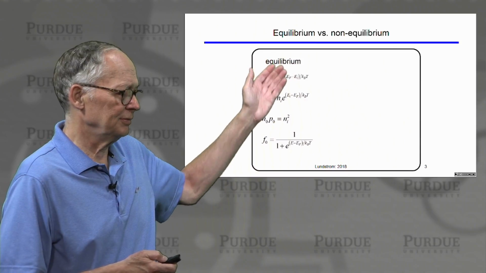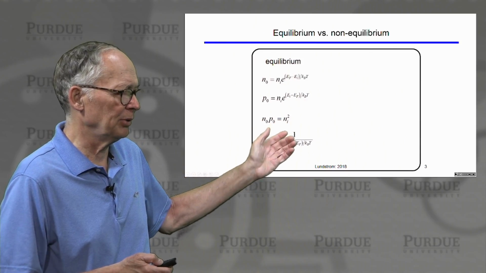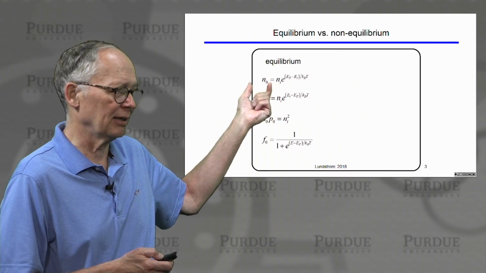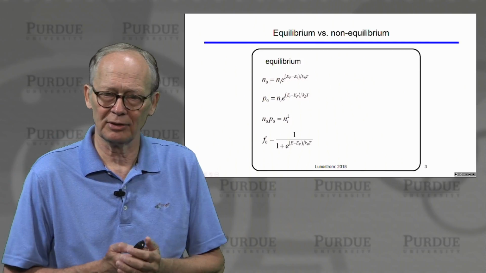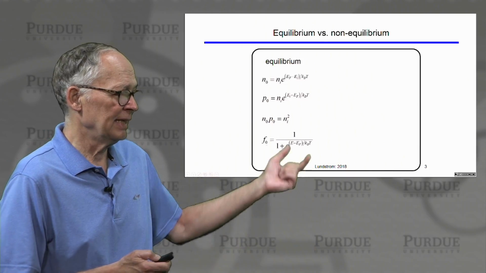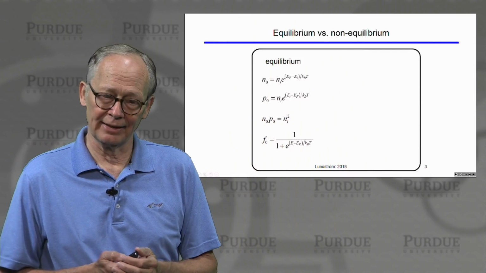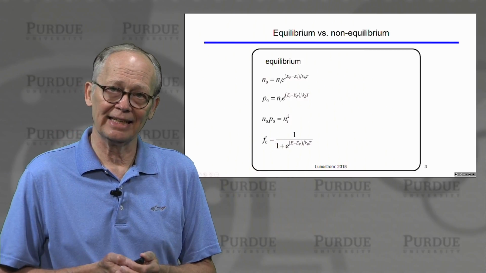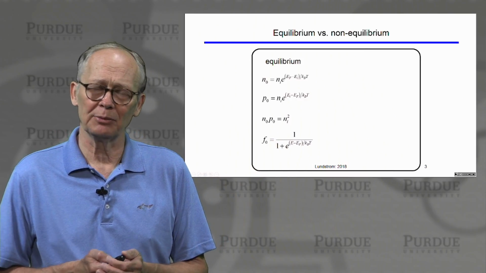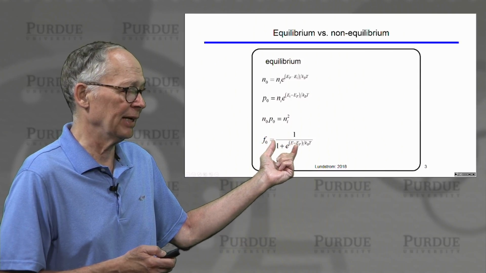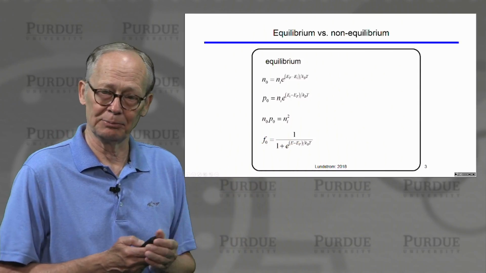Well, just to refresh your memory, these are our equilibrium conditions. This is our relation between the equilibrium electron concentration and the Fermi level and the intrinsic level. This is for the hole concentration. Here's our NP equal to Ni squared relation. And we know that the probability that a state is occupied in equilibrium is given by this Fermi function. The two key parameters are the Fermi energy and the temperature.